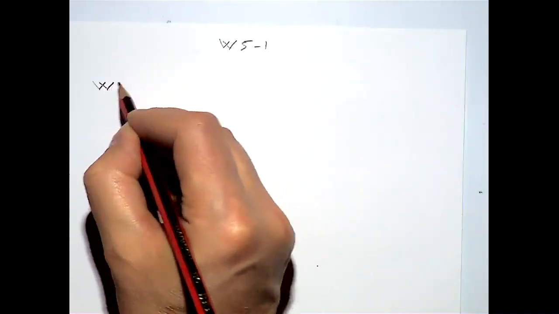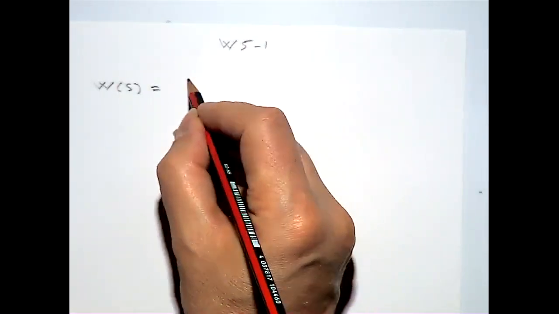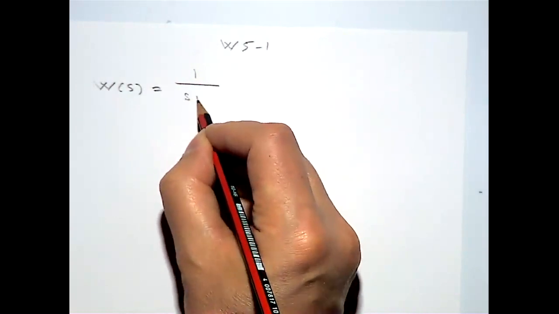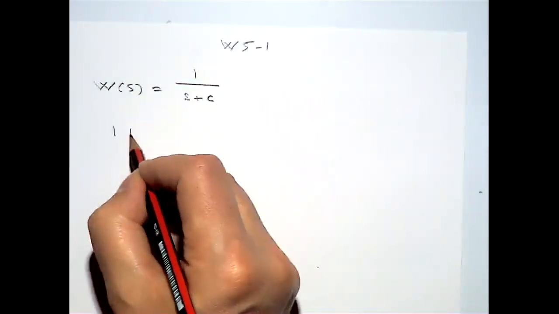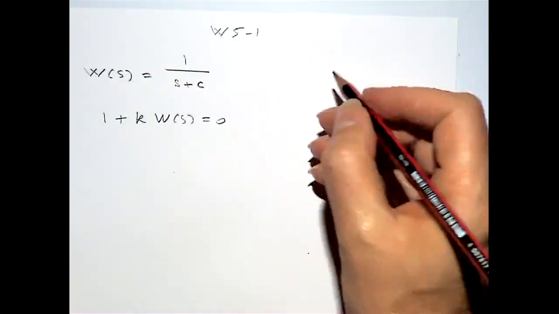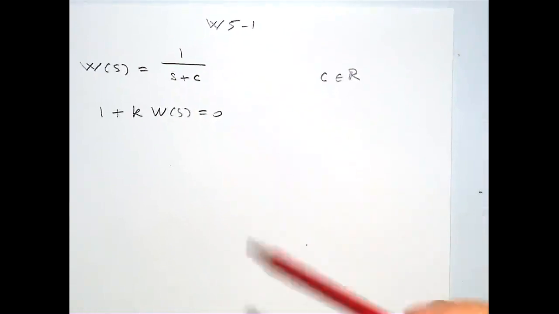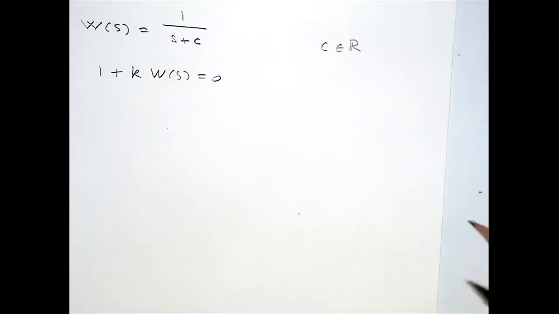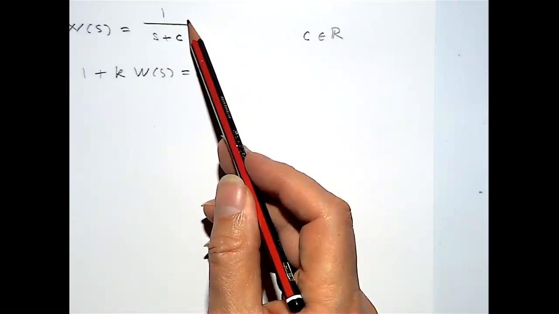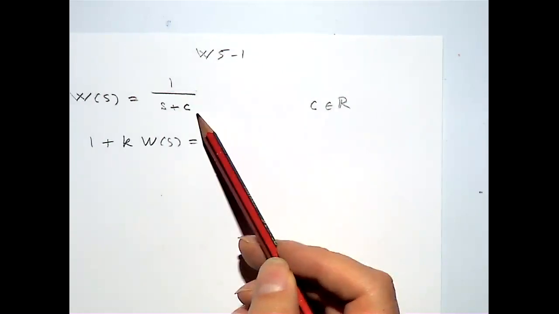Some very simple things. Suppose that the transfer function you are looking at is 1 over s plus some c, where you are looking at 1 plus k W(s) equals 0. So c here can be just any real number. We want to plot a root locus for something like this. What are the zeros of this transfer function? There are no zeros. What are the poles? Minus c. But c can be positive or negative.